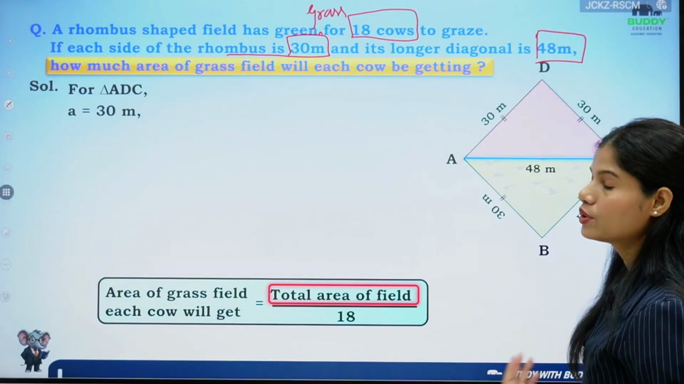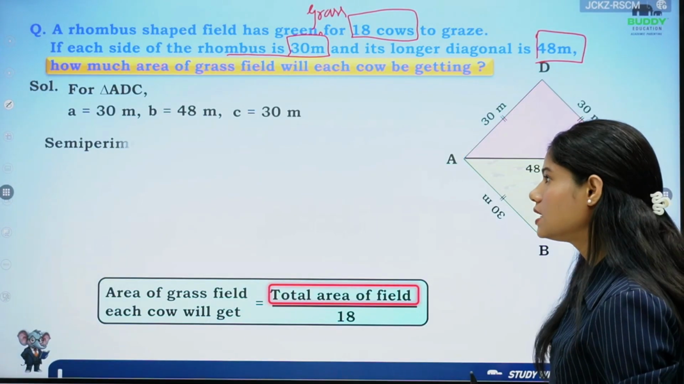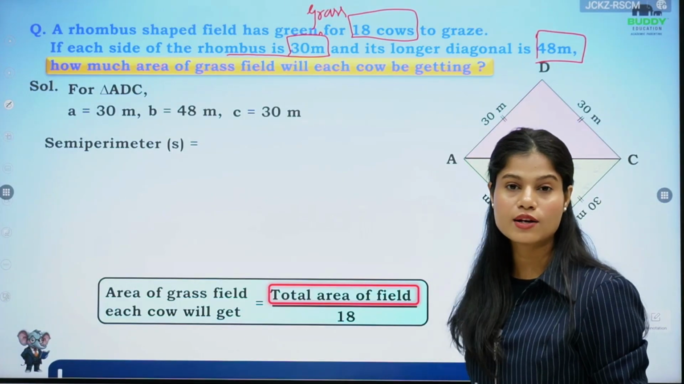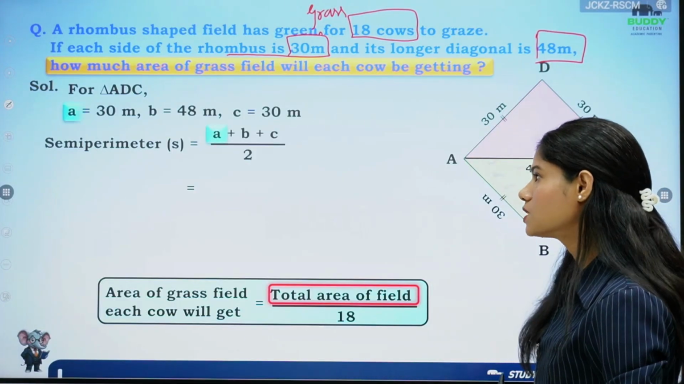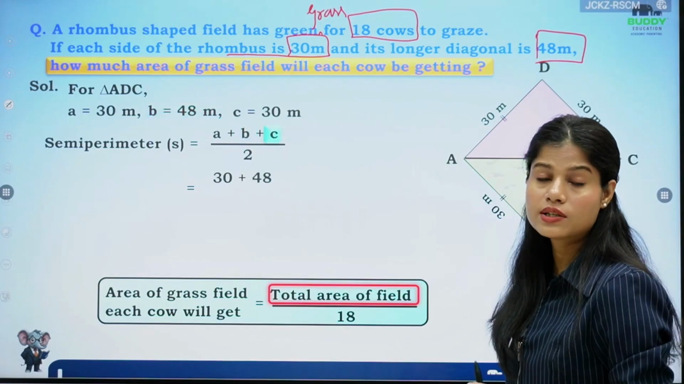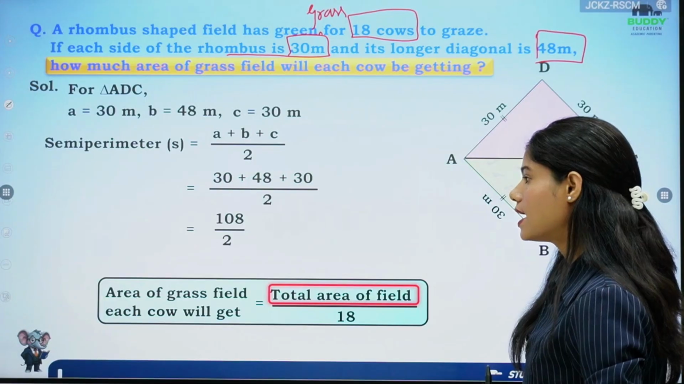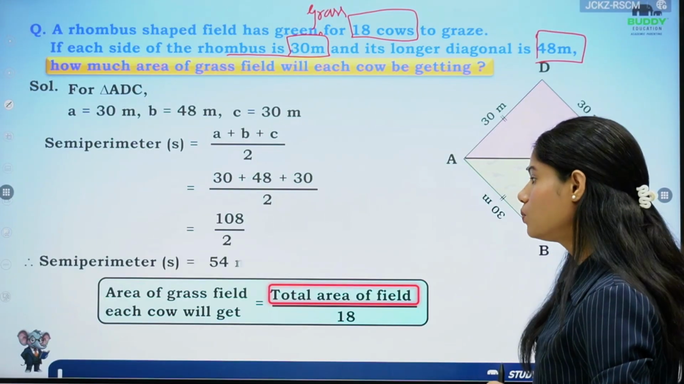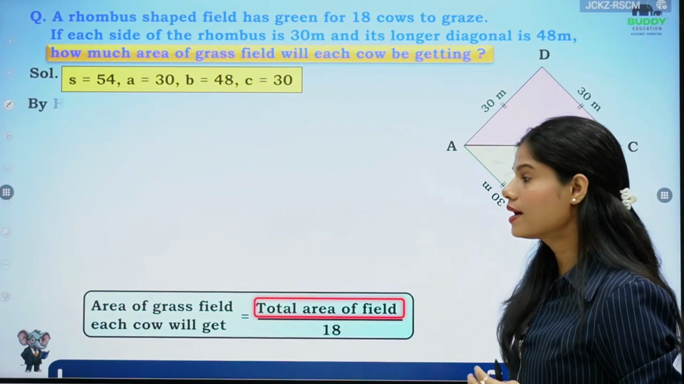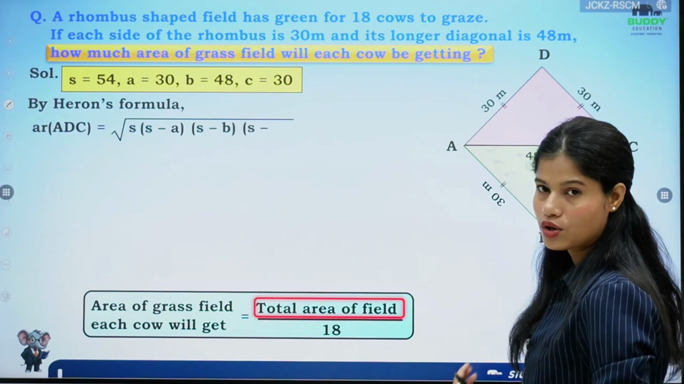For this we are going to mention it like a, b, c, and then we are going to find the value of the semi perimeter, which is (a plus b plus c) by 2. We'll put in all the values of a, b and c, and that's how you'll get your semi perimeter as 108 divided by 2, which is equal to 54. Now we have to plug in all these values in Heron's formula.